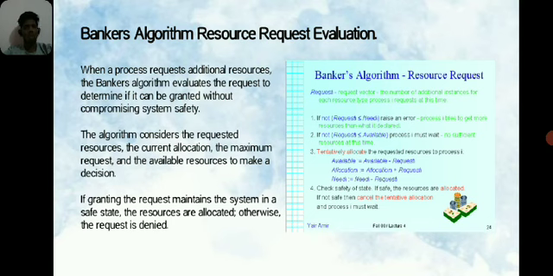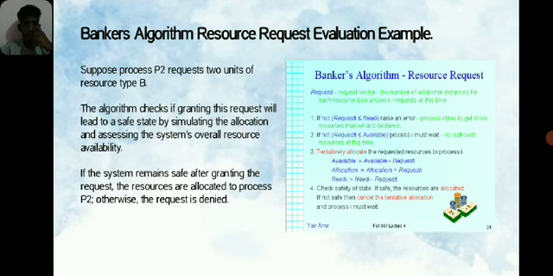Banker's algorithm resource request evaluation. When a process requests additional resources, the Banker's algorithm evaluates the request to determine if it can be granted without compromising system safety. The algorithm considers the requested resources, the current allocation, the maximum request, and the available resources to make a decision. If granting the request maintains the system in a safe state, the resources are allocated. Otherwise, the request is denied.